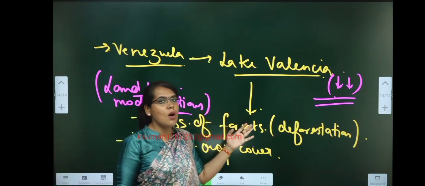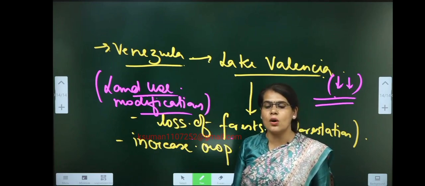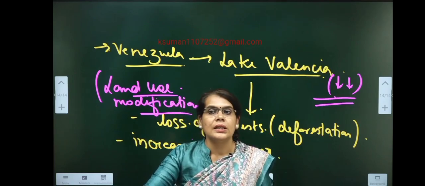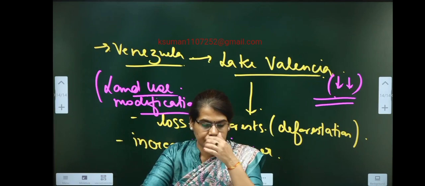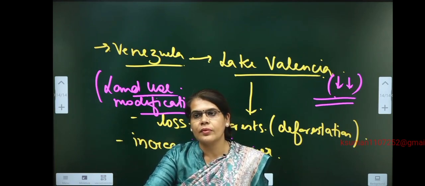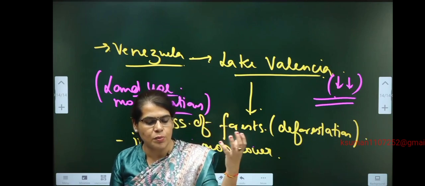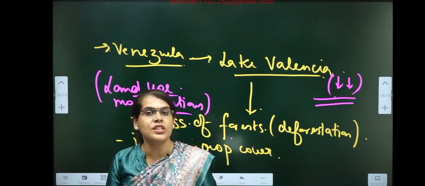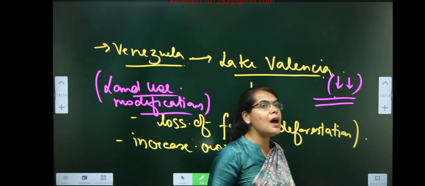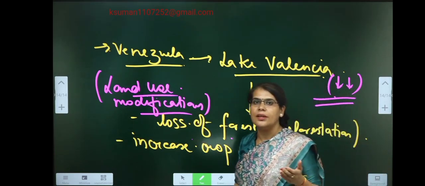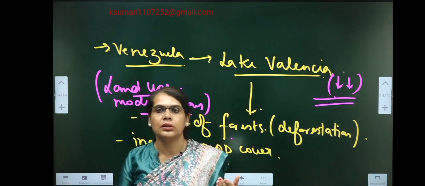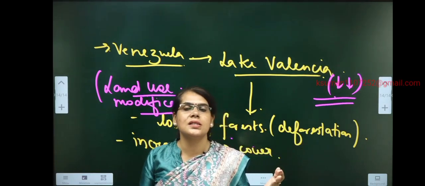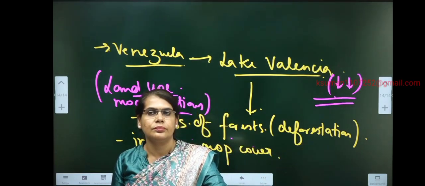So, keep on writing down, in the works of Humboldt, there is reference with respect to the changes in the area under Lake Valencia. As per his observations, the area under Lake Valencia had shrunk because of deforestation and changes towards the crop cover.